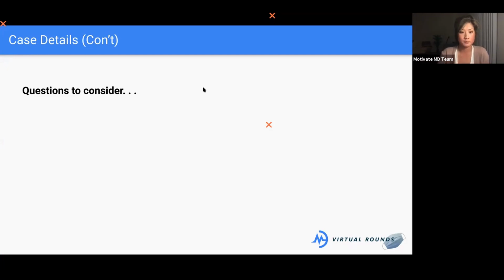Anything else? Think about other things that might be contributing to his chest pain, maybe questions you want to ask about the chest pain specifically.